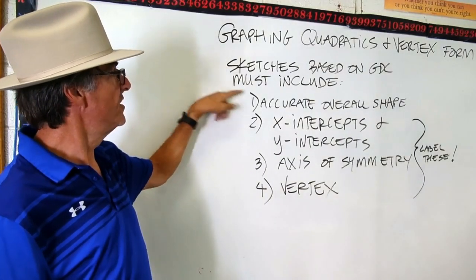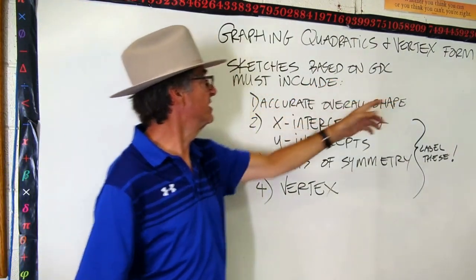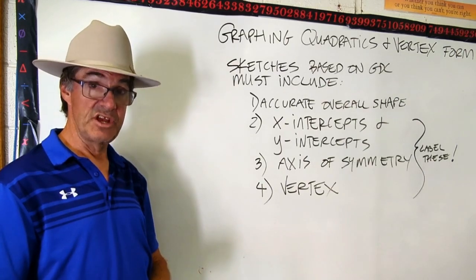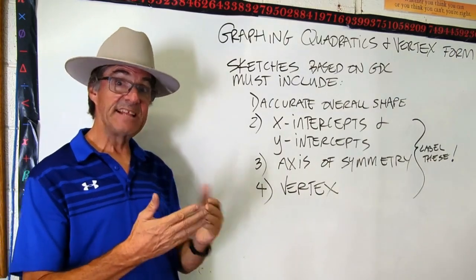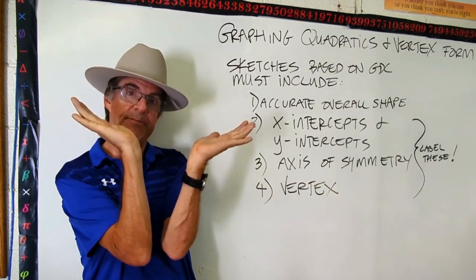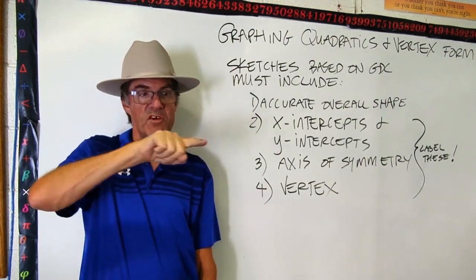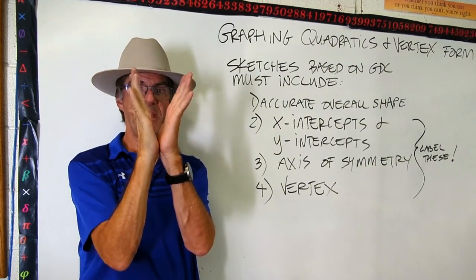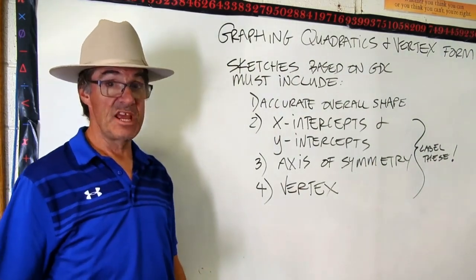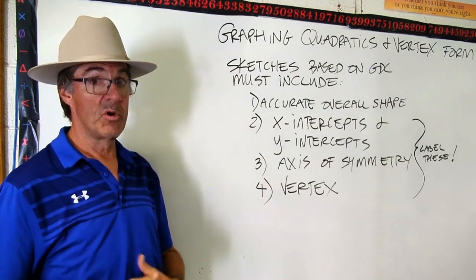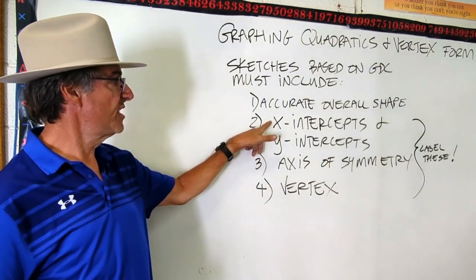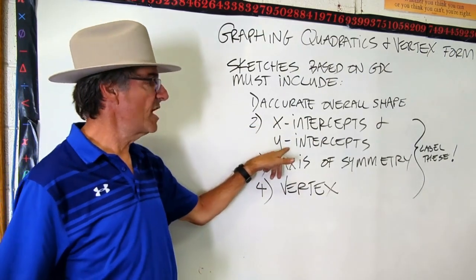Sketches based on graphing display calculator, GDC, must include accurate overall shape. So this is what that A letter determines. Is it a narrow parabola? Is it a big wide parabola? Make sure that the vertex curves. Don't make a V-rabola. You want to make sure that that shape is accurate for the points and for the function that you have. Then you want to make sure that you note the x-intercepts and the y-intercepts.